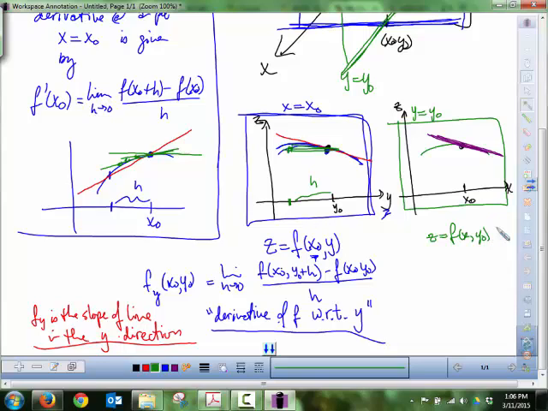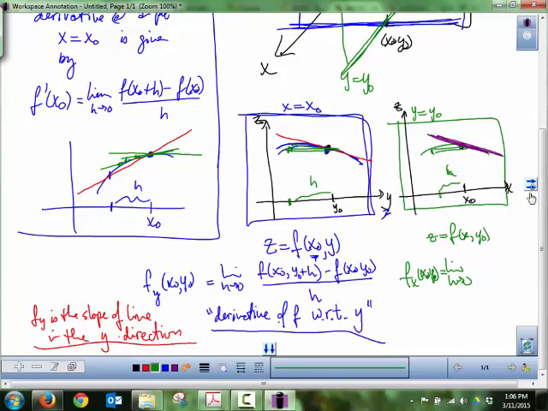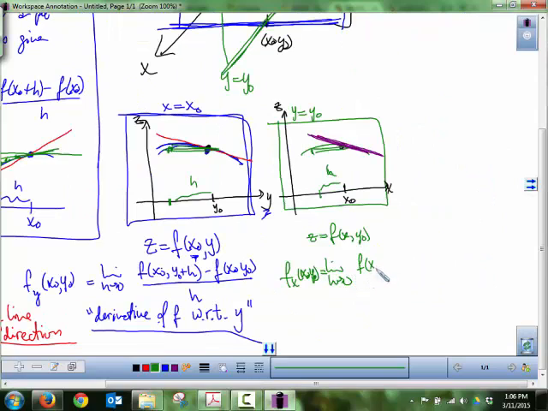So y is fixed, and x is varying, x changes. If we take your h and run it along the x-axis, you can find your derivative the way we did before, and we'll call this f sub x. That's going to be the limit as h approaches 0 of f of x naught plus h, y naught, minus f of x naught, y naught, all over h. And this is the derivative of f with respect to x.